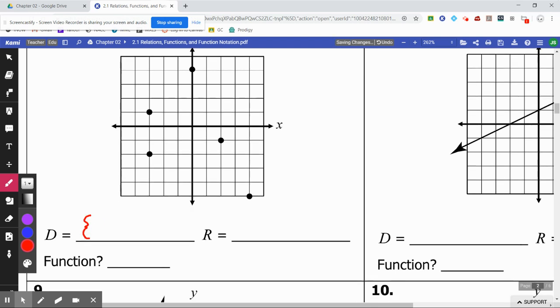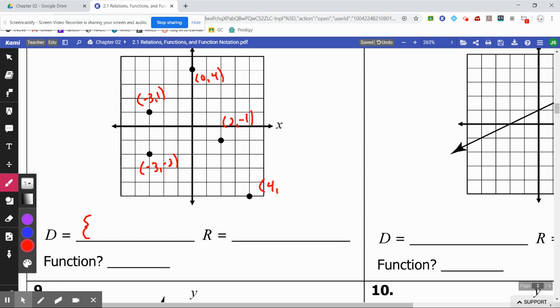Your x values, there's a couple of different ways you can do this. You can actually put the points on here. This is -3, 1. This is -3, -2. This is 0, 4. This would be 2, -1. And this would be 4.